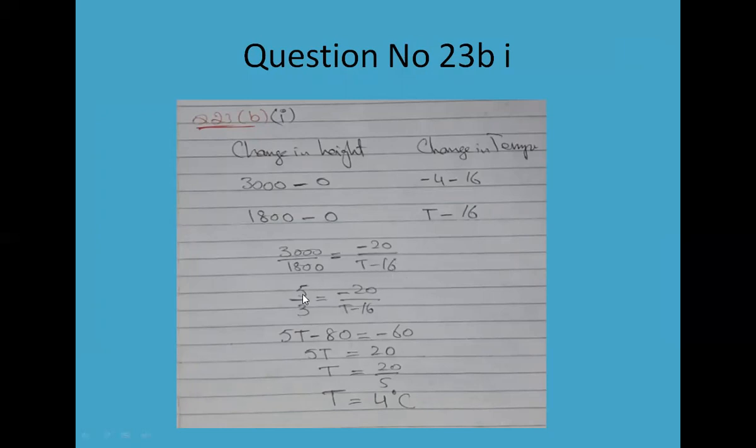Just cross multiply them, but first cancel them. So it will be 5 by 3 equals minus 20 by T minus 16. Cross multiply: 5T minus 80 equals minus 60. So 5T will be equal to minus 60 plus 80, and that will be 20. So 5T is equal to 20. T will be equal to 20 divided by 5, and the T will be 4 degrees centigrade. So at the height of 1800 meter, the temperature will be 4 degrees centigrade.